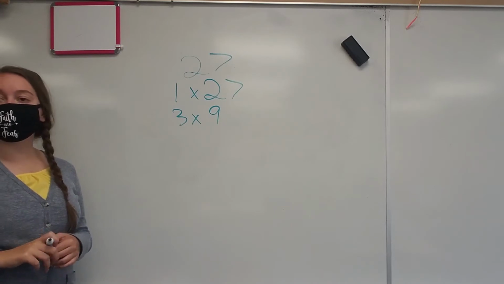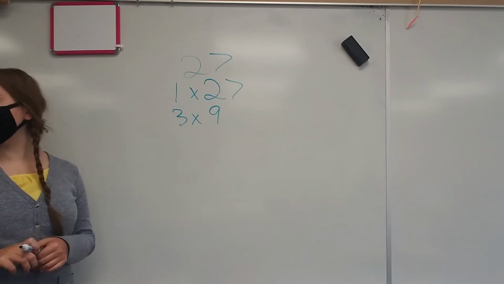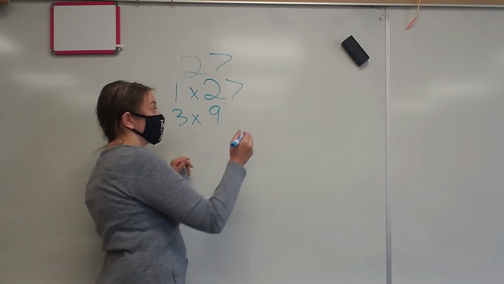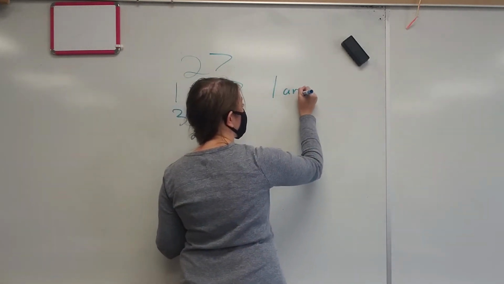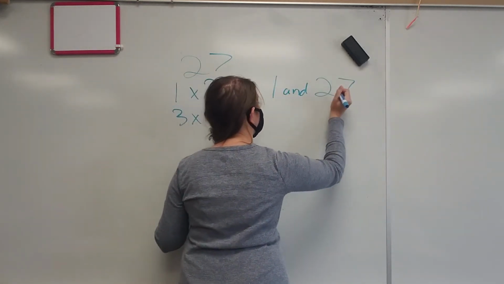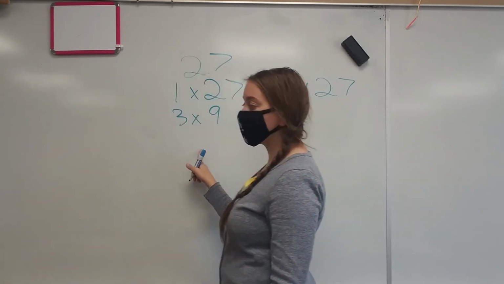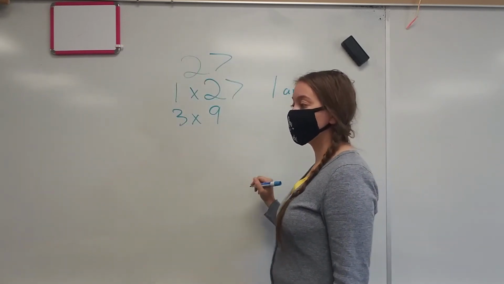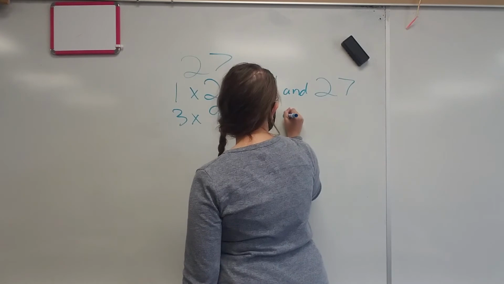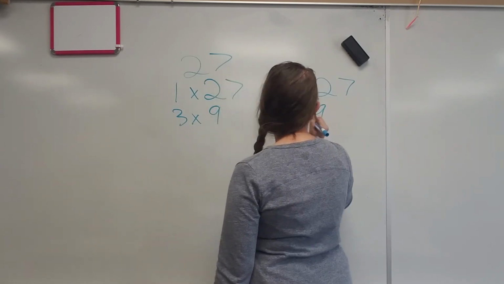Now, what are my factor pairs? Sarah? 1 and 27. Good. And Joseph, what's my other one? How am I going to write this as a factor pair? 3 and 9. Perfect.